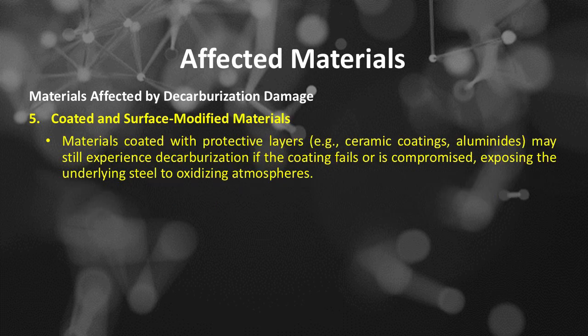Number 5 of materials affected by decarburization damage is coated and surface-modified materials. Materials coated with protective layers such as ceramic coatings and aluminides may still experience decarburization if the coating fails or is compromised, exposing the underlying steel to oxidizing atmospheres.